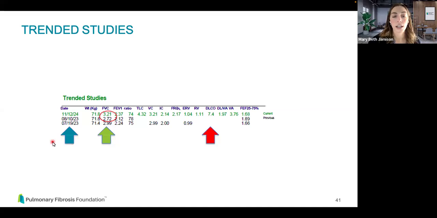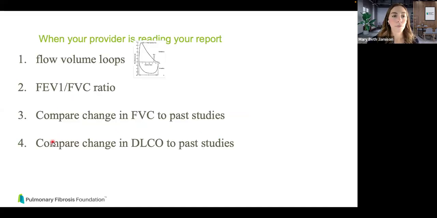So you can see a lot of different things, but these trended studies can be helpful in following that change over time. So, whenever your provider is reading your report, there's a few things that we're looking at. First, we typically just look at the flow volume loops. We can sometimes see if there's artifact, which would mean maybe somebody was coughing through the test and couldn't quite get all the way through. So, we look to make sure that you can take the full breath, there's no presence of a lot of coughing, or there's other little things that we can look at.